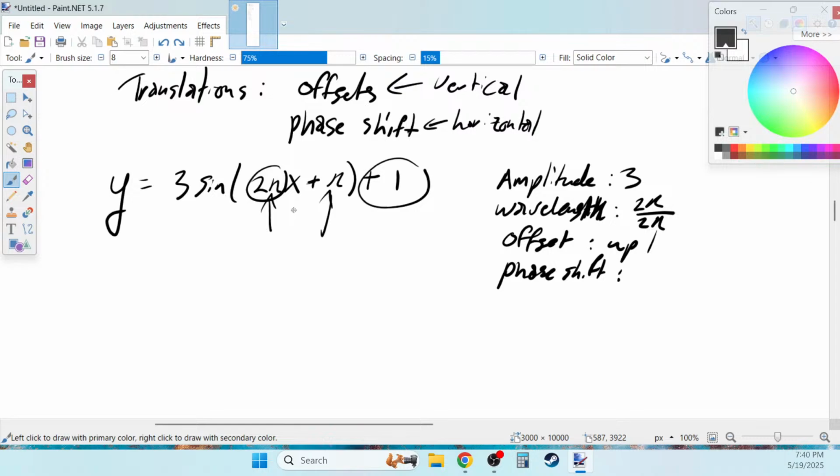Let's not get ahead of ourselves. The first thing we want to do to figure out the phase shift is we want to factor out by the coefficient on x. So I'm going to factor 2 pi out. That leaves just an x by itself there, which is what we want. We need to factor it out so that we get just the x by itself. And then we have to factor 2 pi out of this term. Well, there's only a pi there, so I factor out the pi.